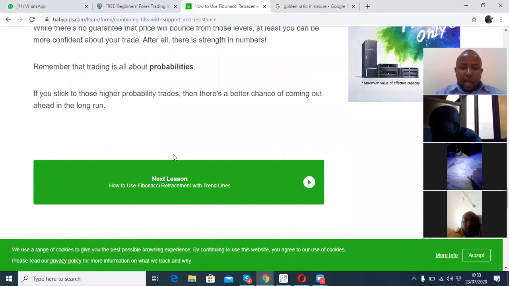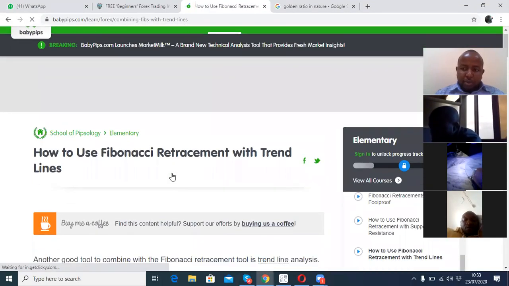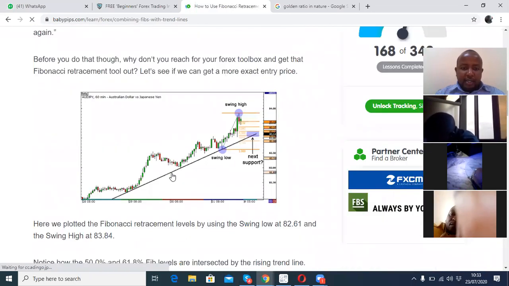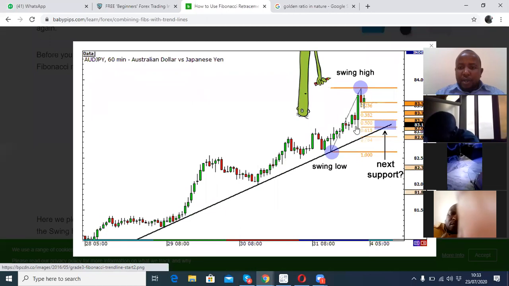So how do we use them? You can also use Fibo with trend lines. So let me also show you how we combine Fibo with trend lines. So this is one good example. Trend line from down here, you can see the price is going up, bounces back, goes up, down, goes up, down, bounces up again.